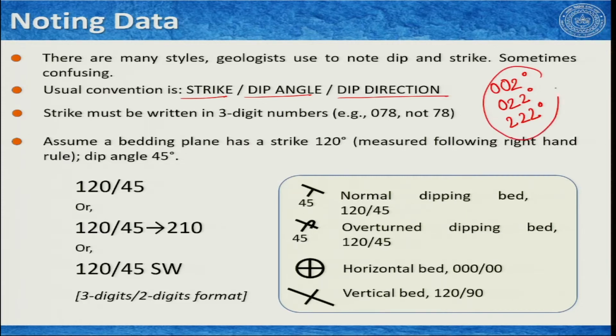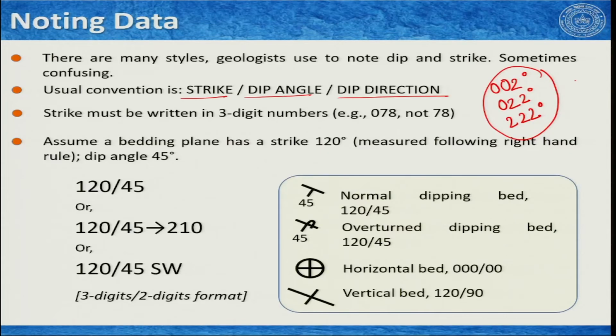In contrast, if we consider dip, then we have learned that it goes from 0 degrees to 90 degrees, from horizontal to perfectly vertical. So, the maximum digits that we use here are 2 digits. It does not matter if your dip is 3 degrees or 33 degrees, you always define it with 2 digits. So, strike must be written in 3 digits, that is 078, not 78.